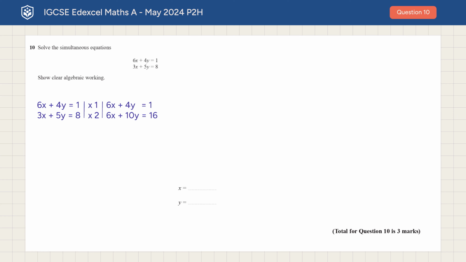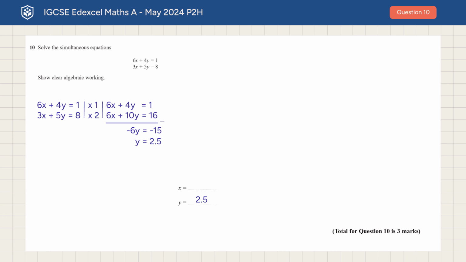On the left side, 6x minus 6x is 0, and 4y minus 10y gives us negative 6y. On the right side, 1 minus 16 gives us negative 15. So we have negative 6y equals negative 15. Dividing 15 by negative 6, we find that y equals 2.5.